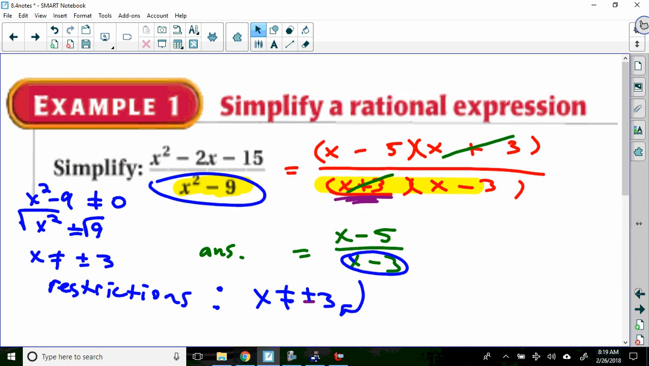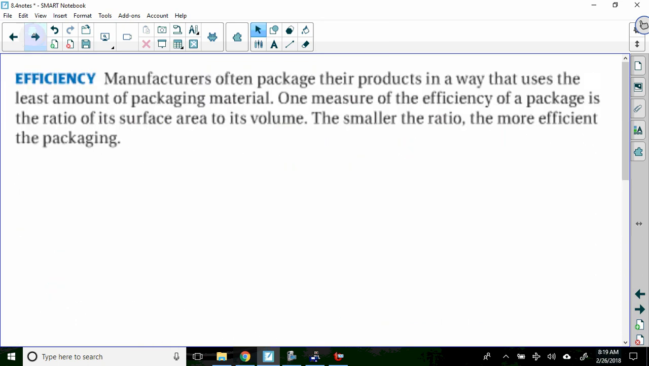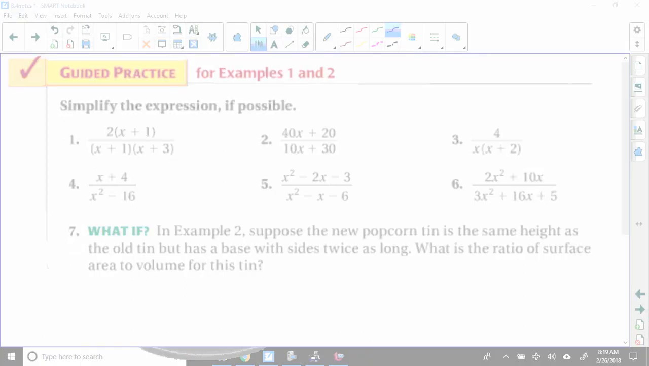Okay. Example 2 then. Actually, we'll go to the guided practice. Out of these, 1, 2, 3, 4, 5, and 6, any in particular that we better look at? 6? Yeah, let's look at 6. So we'll look at 6 here.